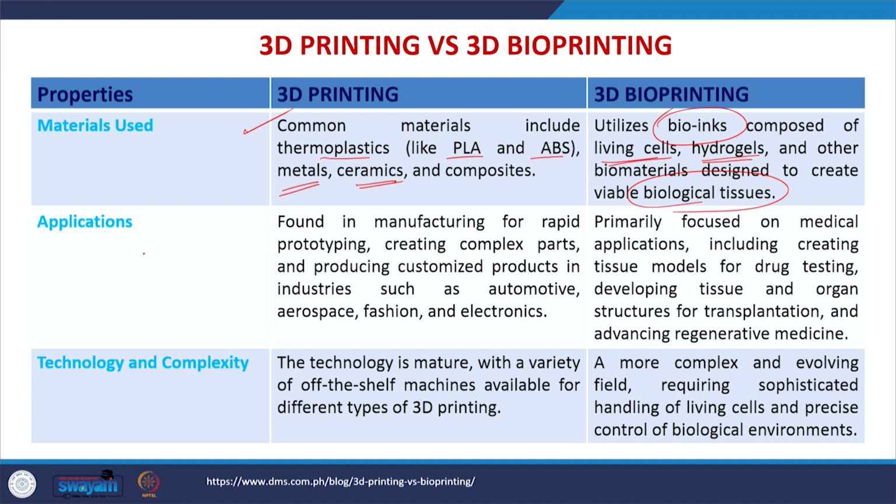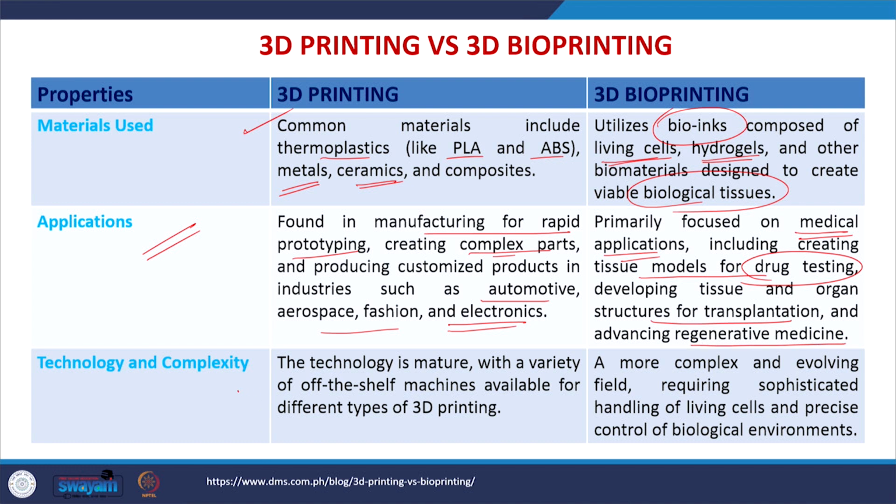So if you see the application part, these 3D printed scaffolds are mainly useful in the manufacturing for rapid prototyping as well as for creating complex parts, and mainly it will be useful in the automotive as well as aerospace and other industries like electronics. Whereas in case of 3D bioprinting, it is mainly focused on the medical application, including creating the tissue models for drug testing. As I told you, we can use this 3D printed tissue for screening the various drugs, and also for developing some of the complex organ structures as well as the tissues for transplantation and regenerative medicine.